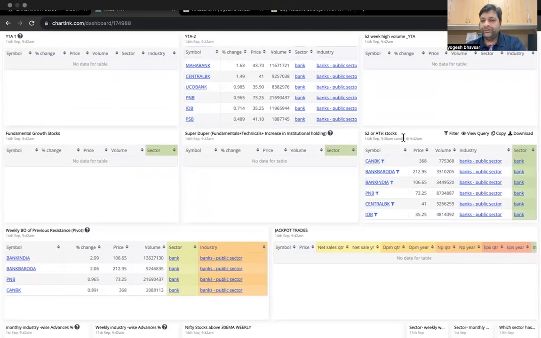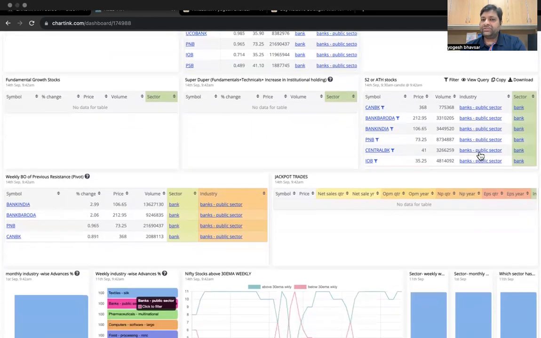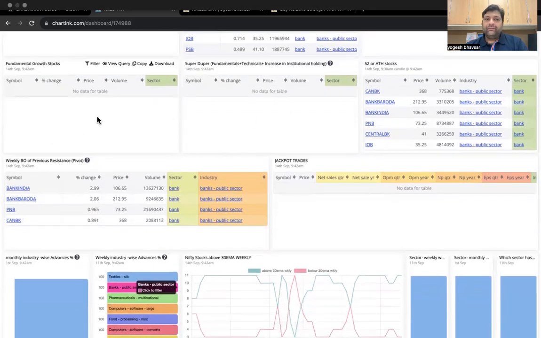And if you see on the 52-week high and all-time high, this many public sector stocks are moving. So, oh wow, as per the YTA2 technical logic, the stocks are moving. As per 52-week high and all-time high, the stocks are moving. There are no fundamental stocks which have come into my criteria, no jackpot has come. But on weekly breakout, Bank of India, Bank of Baroda, PNB Bank and Canara Bank are coming.